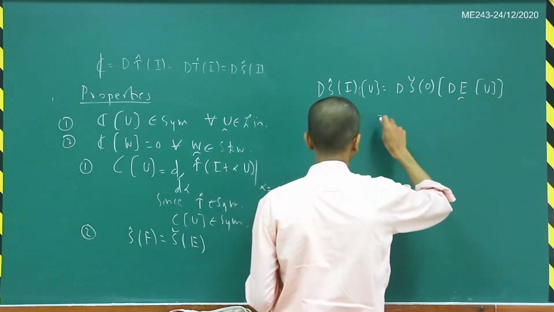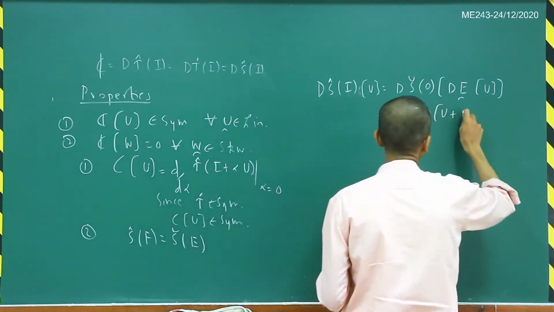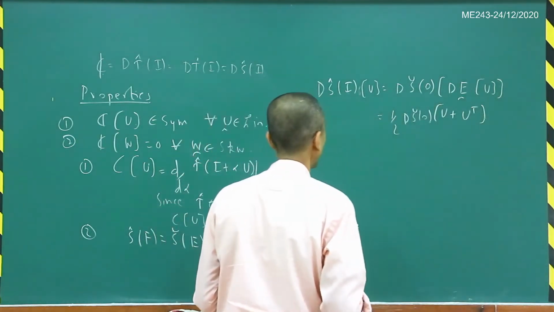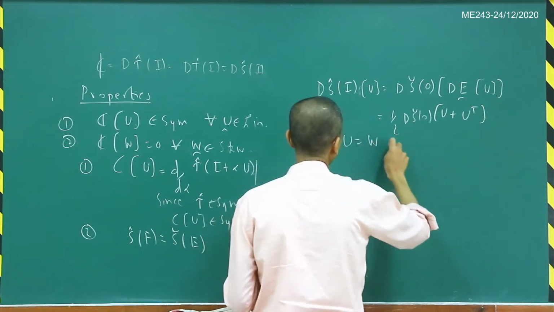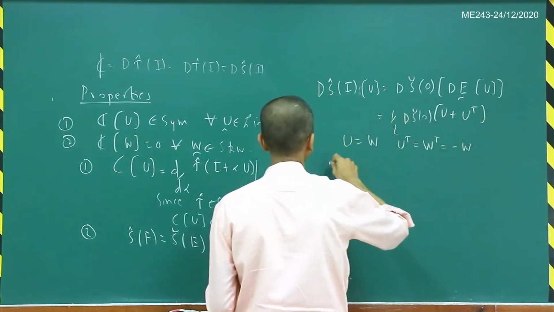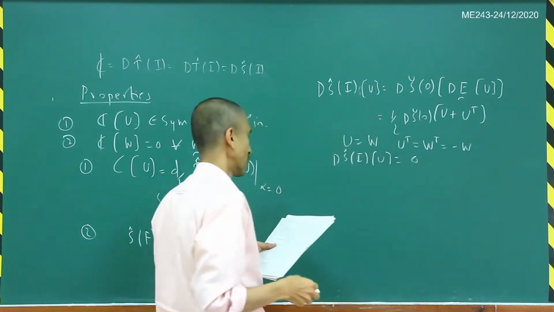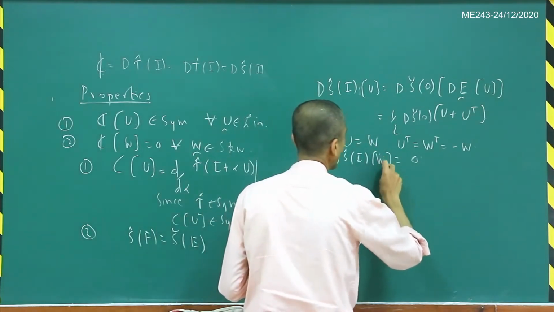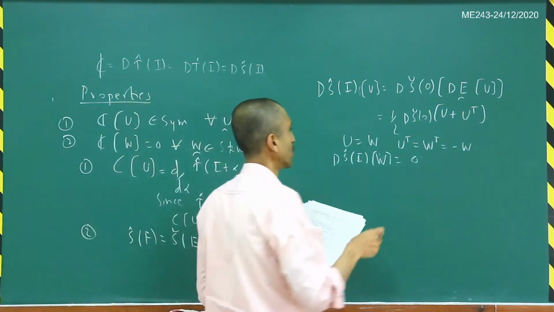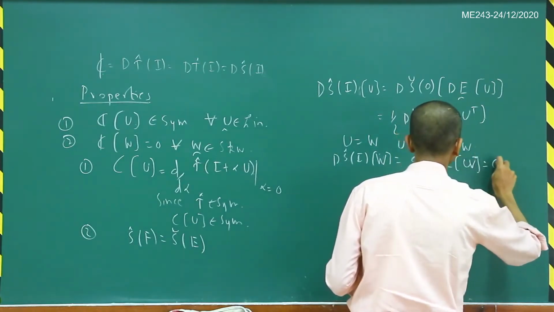And then this is equal to half of dS of 0 times U plus U transpose. If you now substitute U equal to W, then U transpose is equal to W transpose, which is equal to minus W, and then that is just equal to 0. So you get that dS hat of I in the direction of W is equal to 0. That shows that C in the direction of W is equal to 0. So this implies that C times W is equal to 0.